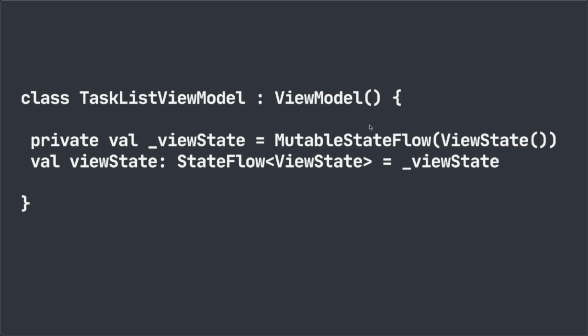Similarly, we could actually think about replacing live data altogether. The recently developed state flow and mutable state flow allow us to replicate that same live data behavior, but all in this coroutines-based flow API. So in this case, we have a very similar pattern to a lot of the live data examples where we have this private mutable state flow. We give it an initial state, and then we expose that view state as a state flow.